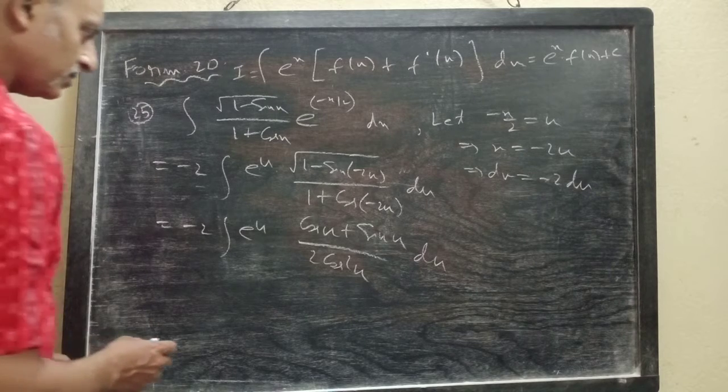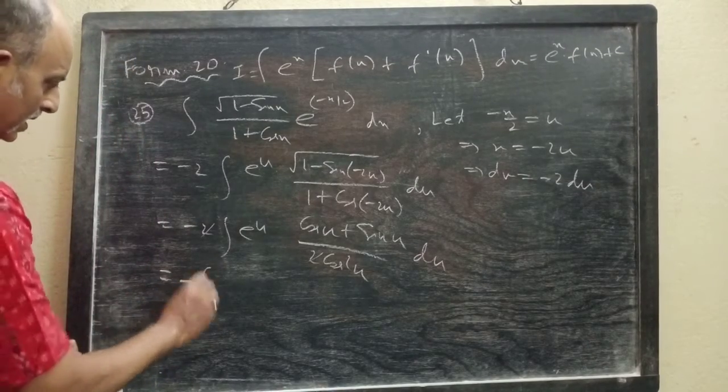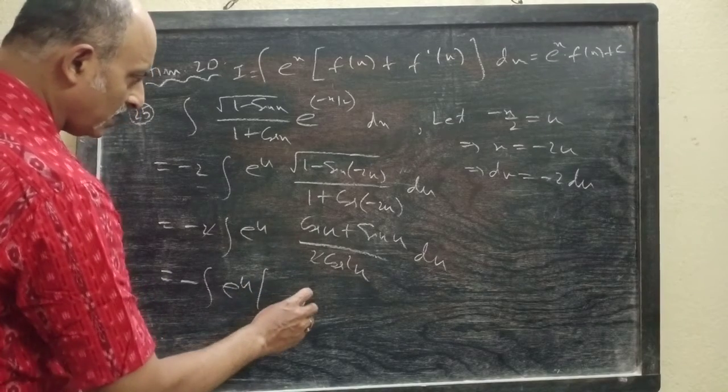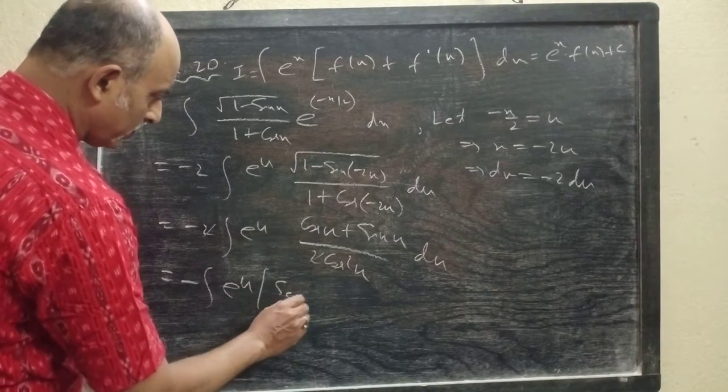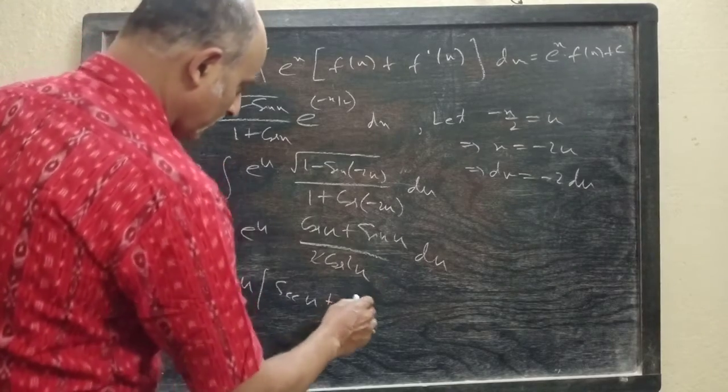Now this 2 cancelled, minus integration e to the power u. This becomes 1 by cos u, that is sec u. Cos u by cos square u, that is sec u. Then this is sec u tan u. Good.